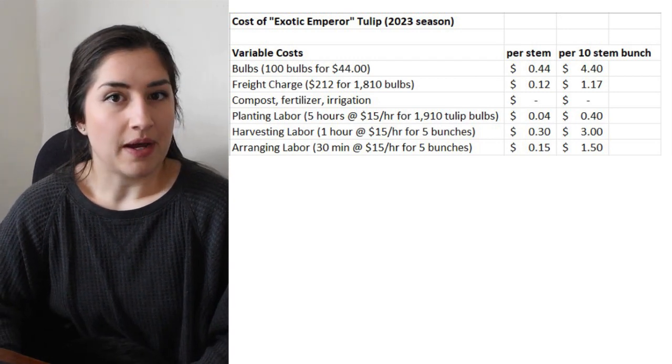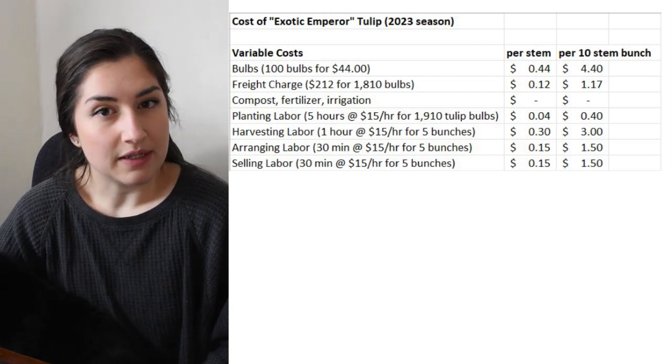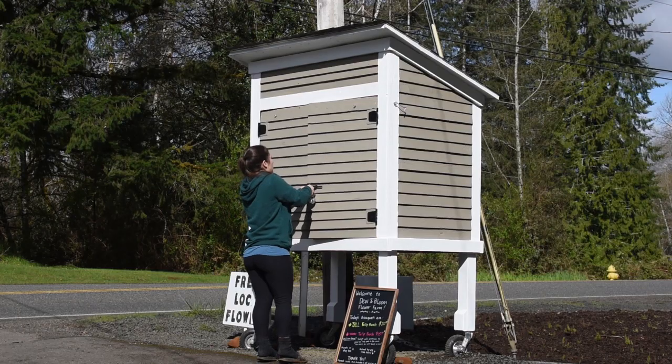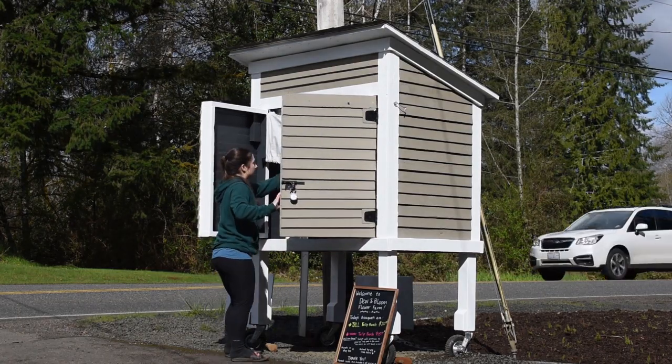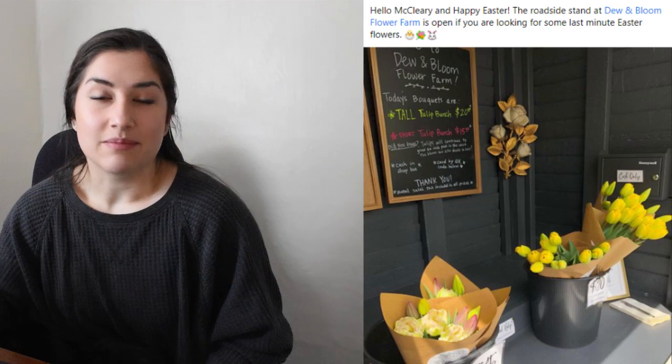And this is where my business strategy kicks in. So my selling labor, I would estimate, is about 30 minutes per 5 bunches of tulips, and that includes me opening up the stand, making sure my signage is up to date, making sure my inventory is up to date and square, and then taking pictures of the tulips and posting photos on social media. So I don't have to go to a market and spend a lot of time selling bouquets, which is why I do the roadside stand. So my selling labor is actually very low because I just pop open the stand, make a post on Facebook, and call it good. So that works out to about 15 cents per stem.